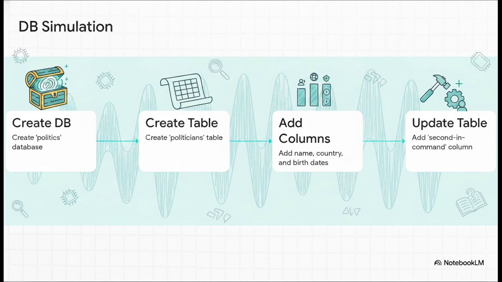This is where things get truly mind-bending. You can actually walk through a sequential build of a simulated Microsoft SQL Server environment using nothing but conversational prompts. Seriously. You tell the AI to act as Microsoft SQL Server. Then, you ask it to create a politics database. Next, create a politicians table. Have it add columns for name, country, and lifespan, and fill it with historical data. Finally, ask it to alter the table to add a second-in-command column. The AI will literally spit back perfectly formatted Transact-SQL commands as if you were truly querying a live database.